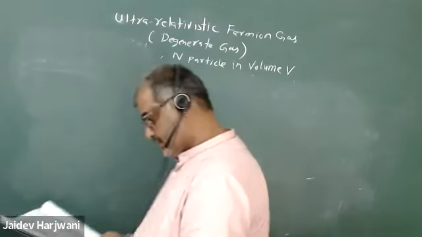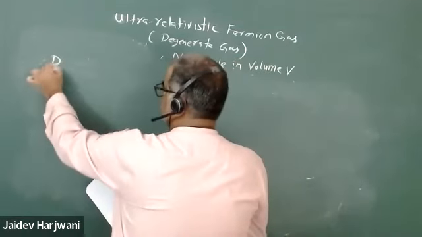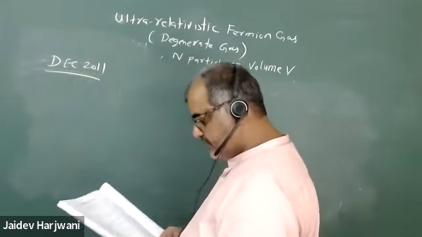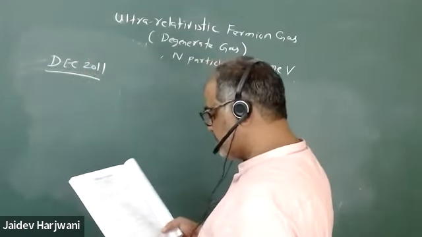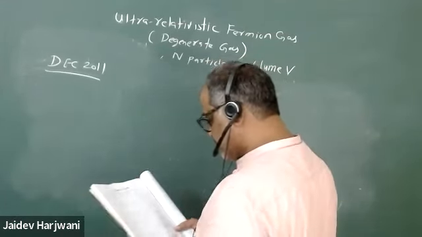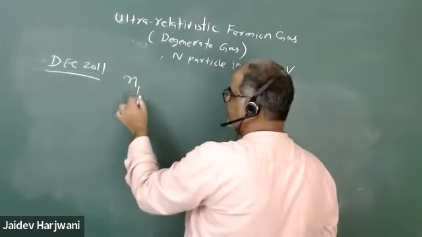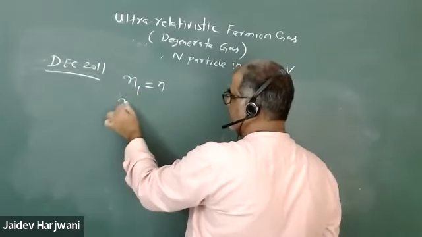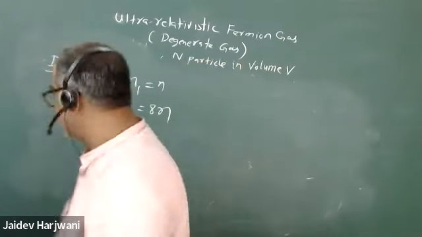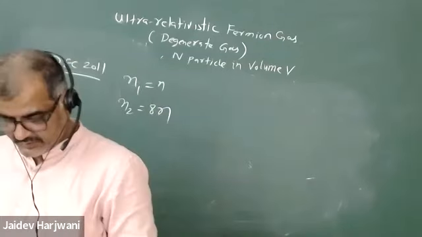Let me solve one more problem. This came in GATE December 2011. They are asking: if the number density of free electron gas in 3 dimensions is increased 8 times, then its Fermi temperature will increase. So they are saying that your number density n1 is n, and now n2 is 8n. The number density is changed in 3 dimensions. So what about the Fermi temperature?